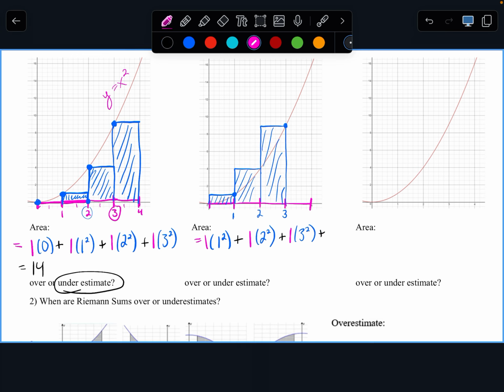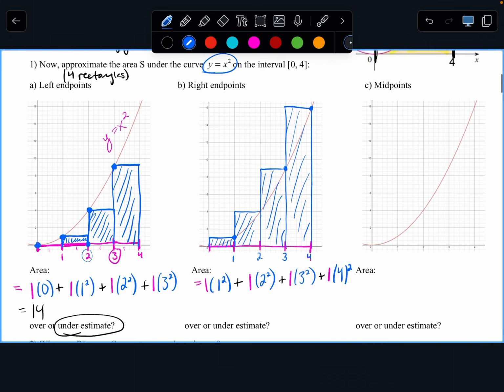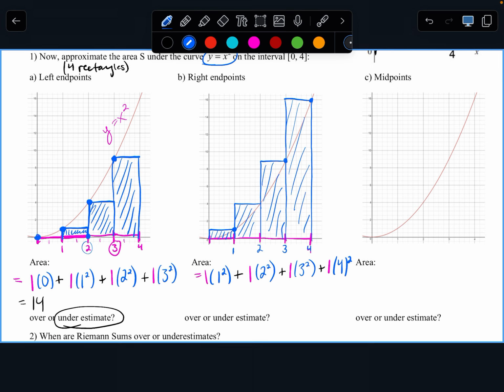And then grand finale is the 4th rectangle, which means now I'm going to have to be plugging 4 into the equation, because the height I'm using is on the right side. Now you can tell for that estimate, it's kind of the opposite. It's way too much. It's way over the actual curve.